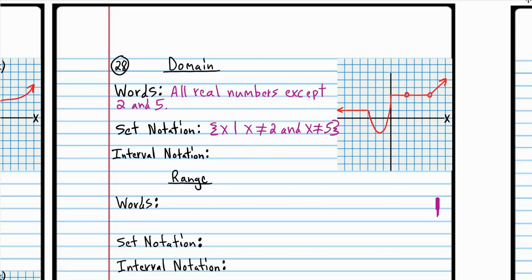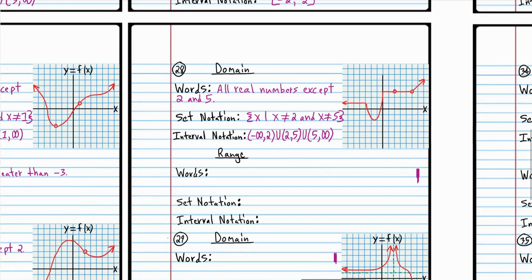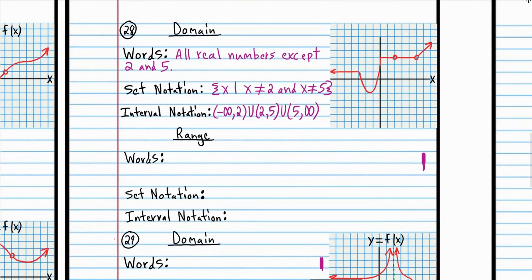In interval notation, we write -infinity, comma 2, parenthesis, union symbol, parenthesis, 2, comma 5, parenthesis, union symbol, parenthesis, 5, comma infinity. All right, so if you got that one, good job.